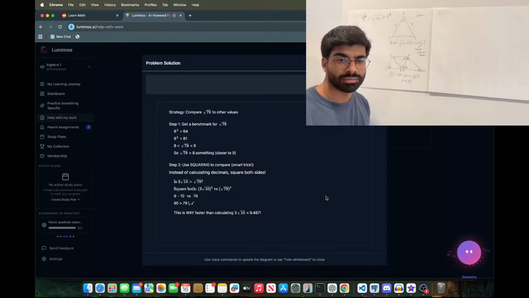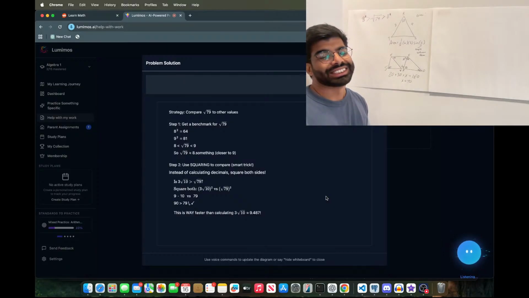There's the strategy. The brilliant move is to square both sides instead of calculating decimal approximations. When you square radicals, they become simple integers that are easy to compare. Now, take your time with the dog. When you're back, we can apply this to check all the answer choices.